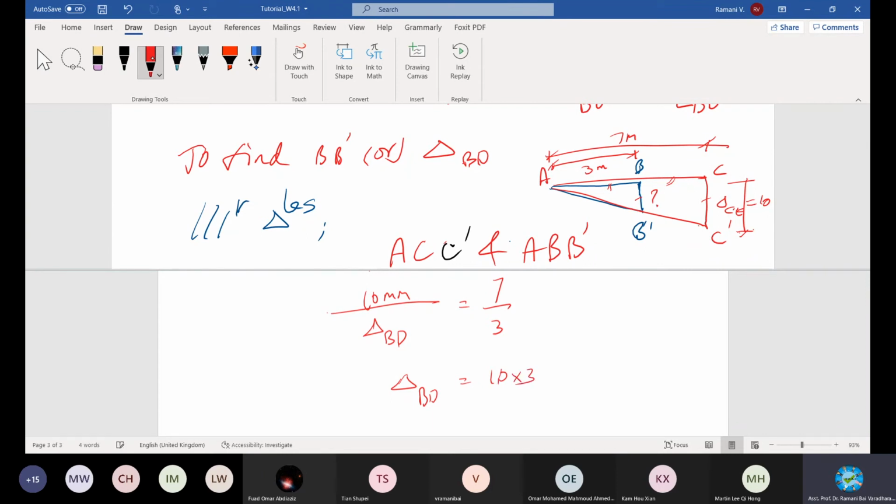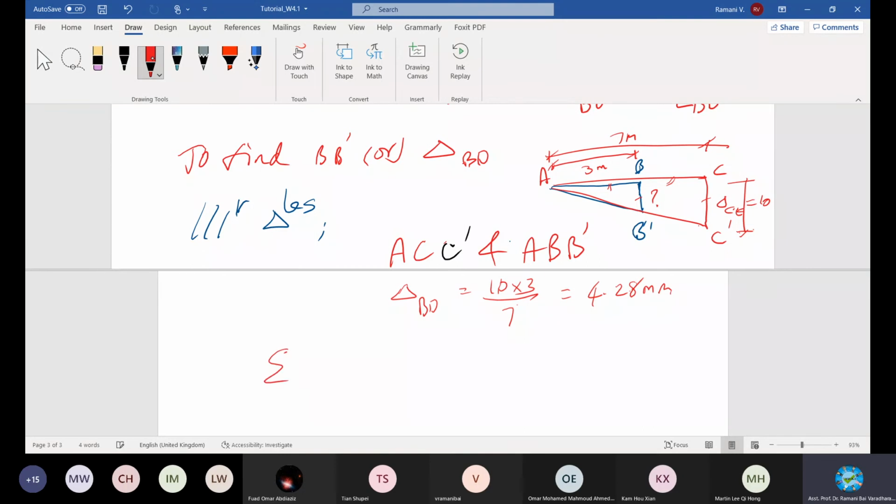10 times 3 over 7. What is the answer? 4.28 mm I'm getting. You can check later. So I got the change in length at BD by the similar triangle principle. With that I can find the strain in the wire.